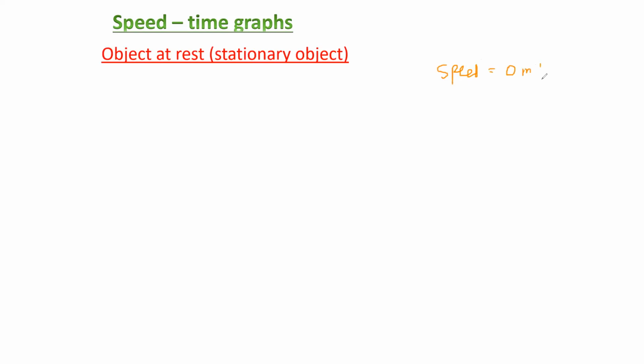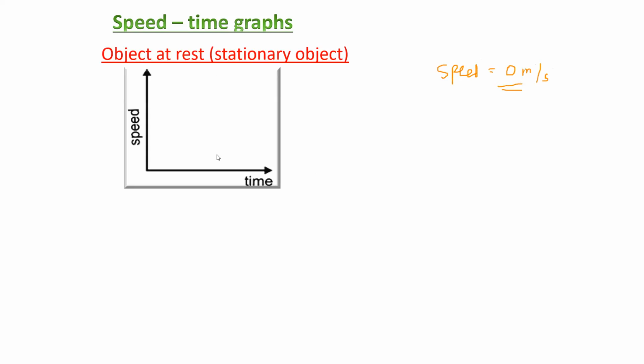So first one, for a speed time graph, there are different cases. The first one, when the object is at rest, when the object is not moving. So if the object is not moving, what should be the speed of the object? If the object is stationary or not moving, the speed of the object should be 0 meter per second.